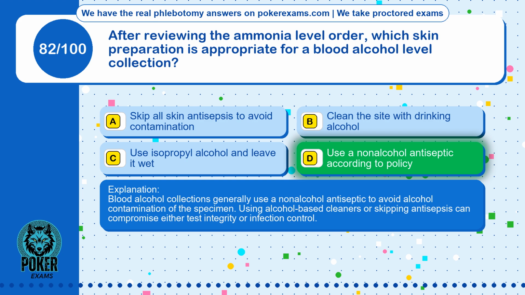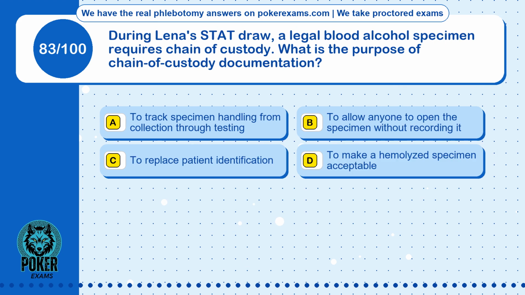Question 83. During a stat draw, a legal blood alcohol specimen requires chain of custody. What is the purpose of chain of custody documentation? Option A. To track specimen handling from collection through testing. Option B. To allow anyone to open the specimen without recording it. Option C. To replace patient identification. Option D. To make a hemolyzed specimen acceptable.